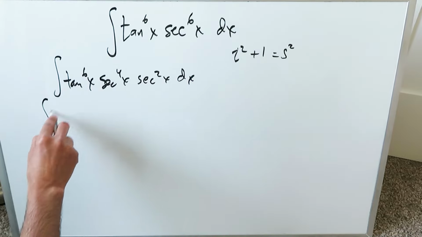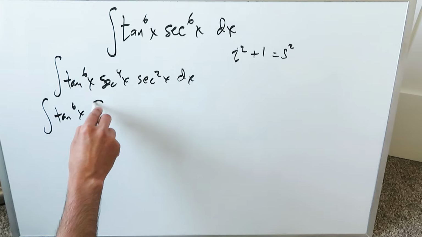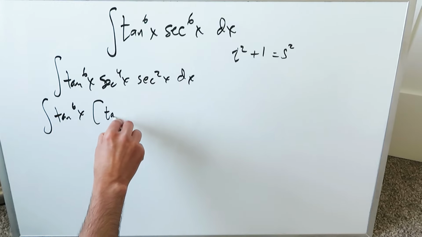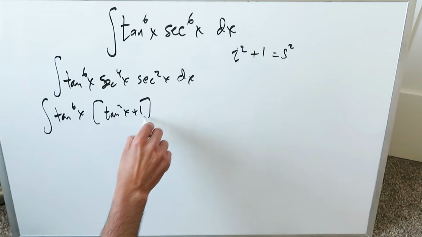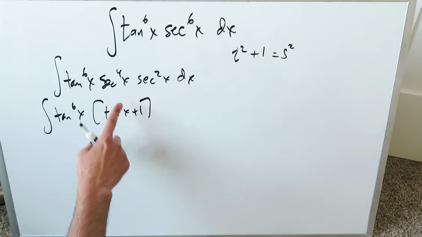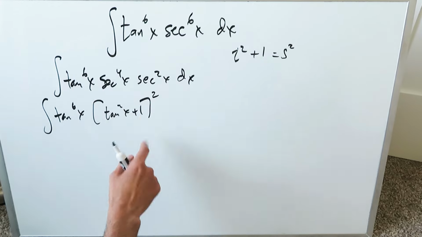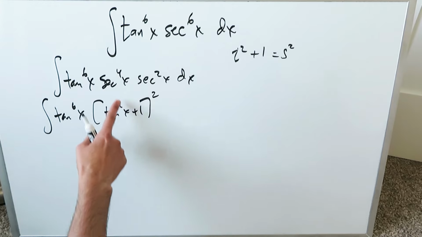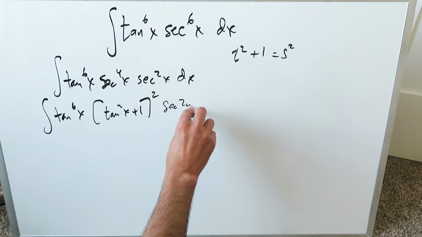Right over here, you'll have tan to the 6x. Here you'll have tan square x plus 1. But that's equal to a single secant square x. Here I have two secant square x, and you put a square over here and you get your equivalent right over here. Secant square x dx.